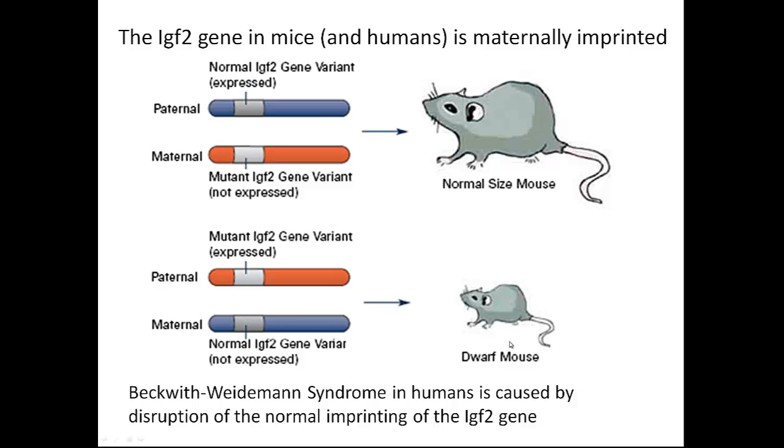So it was found actually that there's a human syndrome called Beckwith-Wiedemann syndrome that is caused by disruption of the normal imprinting of this IGF-2 gene in humans. This syndrome is a little bit different than the mouse example here because people with Beckwith-Wiedemann syndrome actually have lost their normal imprinting or their normal silencing of their maternal IGF-2 allele, and this actually results in an overgrowth phenotype in humans.